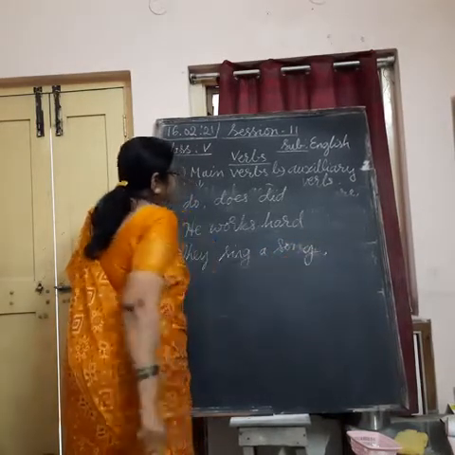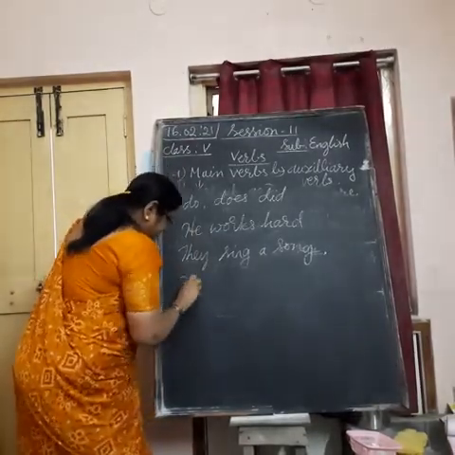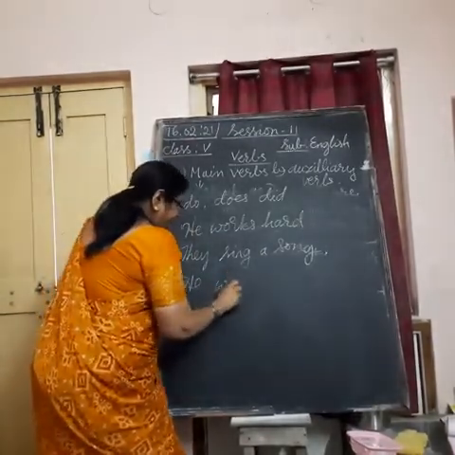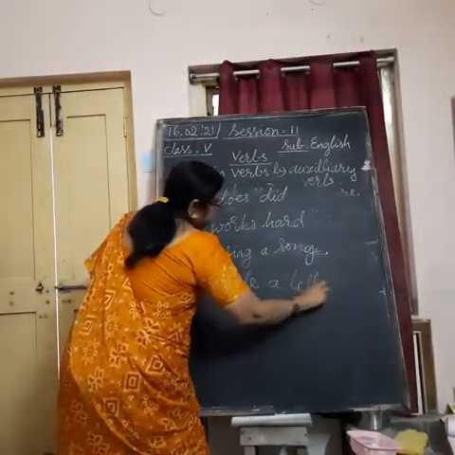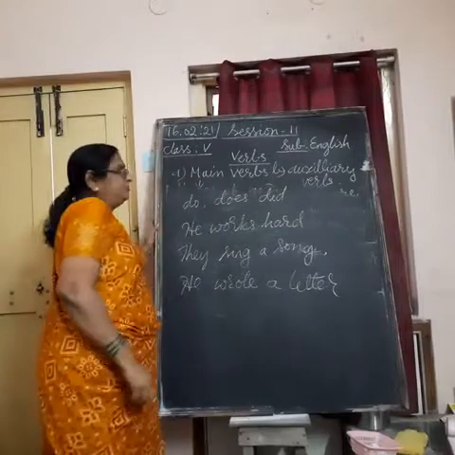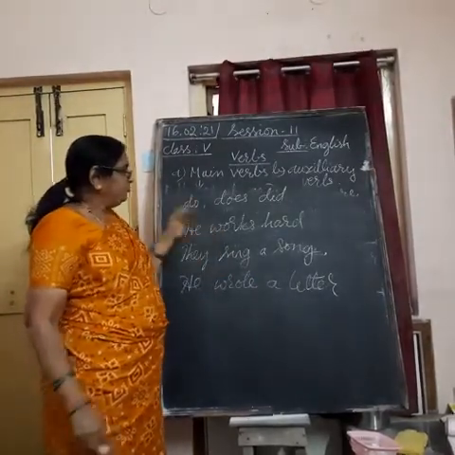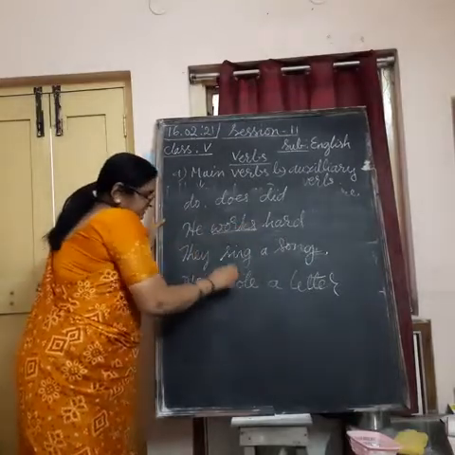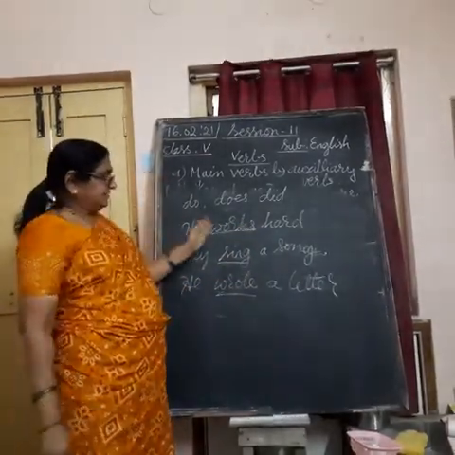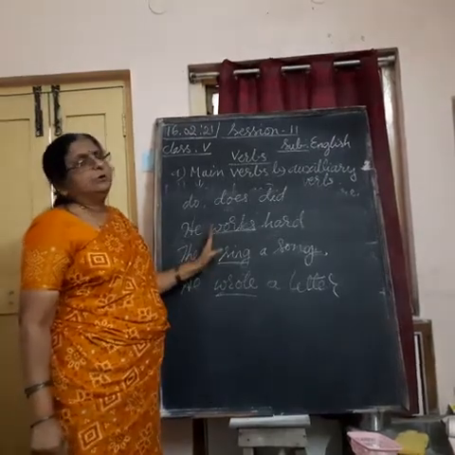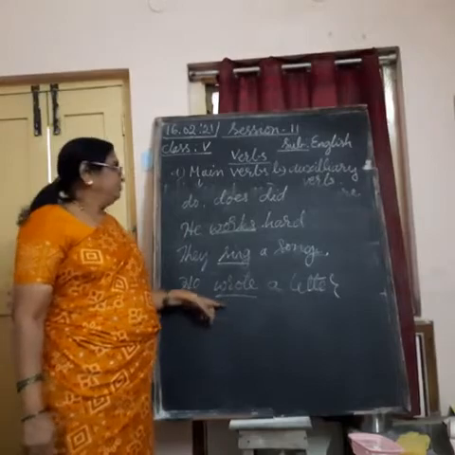They sing a song. He wrote a letter. So, in these three sentences, we do not have any auxiliary verb. The sentences have only main verbs. Works, sing, wrote. So, works and sing are in present tense form. Wrote is in past tense form.